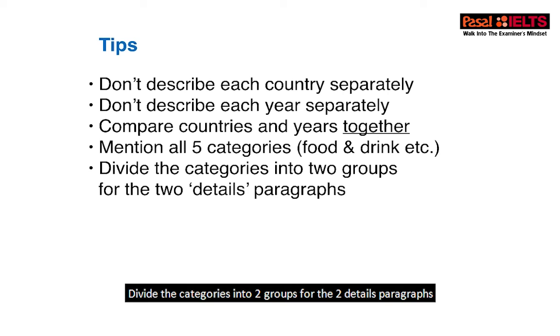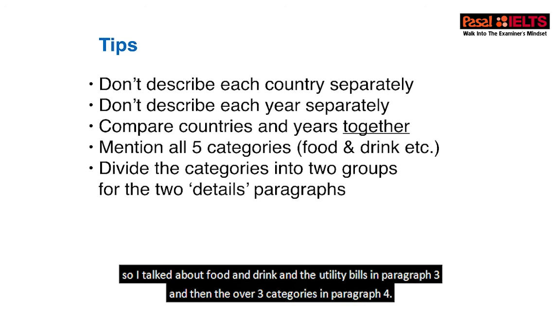Divide the categories into 2 groups for the 2 details paragraphs. So instead of doing paragraph 3 about one year or one country, and then paragraph 4 about the other year or other country, I divided the paragraphs into category groups. So I talked about food and drink and the utility bills in paragraph 3, and then the other 3 categories in paragraph 4.